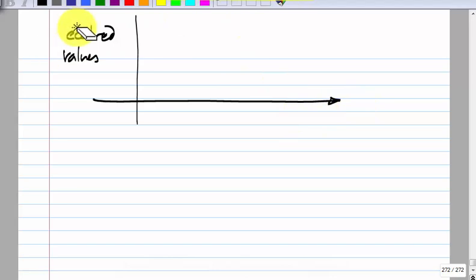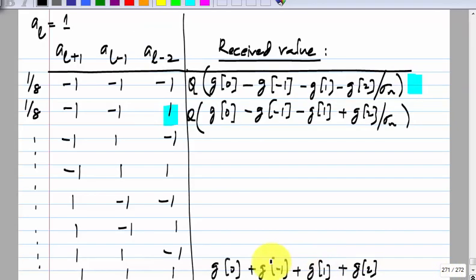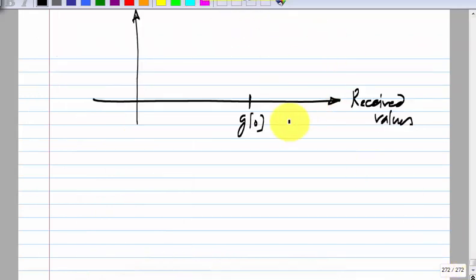Now, first of all note that if you look at these values, the received values, you have some g of 0, okay, and the actual received values will be symmetrically distributed around this, because if you look at these plus minus patterns, they are symmetrical. You have minus minus minus and you have plus plus plus. These two will be symmetrically around g of 0 and so on. So, there will be 8 different values. They may not be equally distributed, I mean, they may not be equally spaced, I am just drawing it in some way.